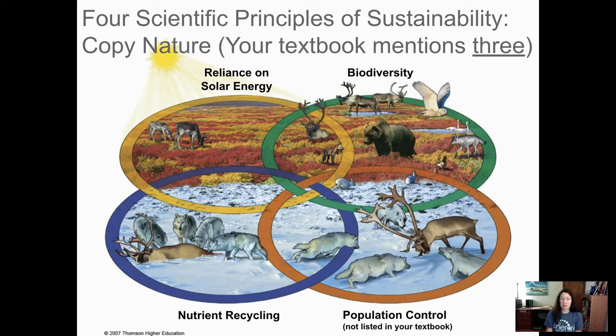So in your textbook, there are only 3 principles of sustainability that are mentioned, but I have this additional 4th one here, that I also think is important. Your textbook mentions solar energy as part of sustainability. Solar energy is constantly being replenished. There's tons of it. If we can learn to harness it and capture it, we don't really need outside things like fossil fuels and that sort of thing.